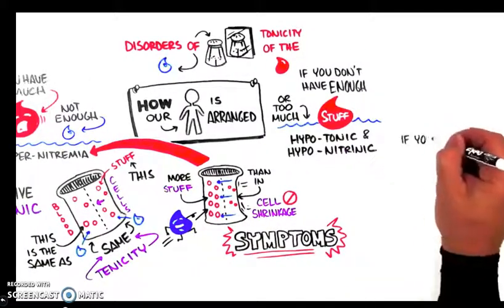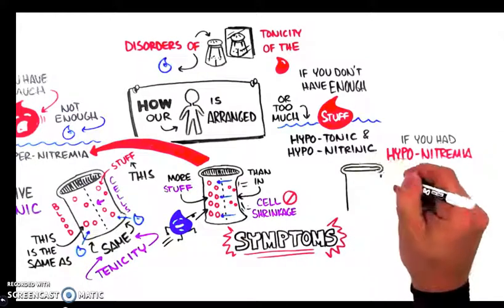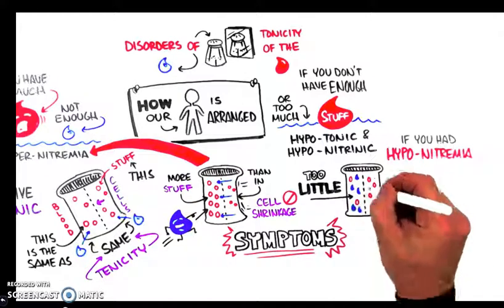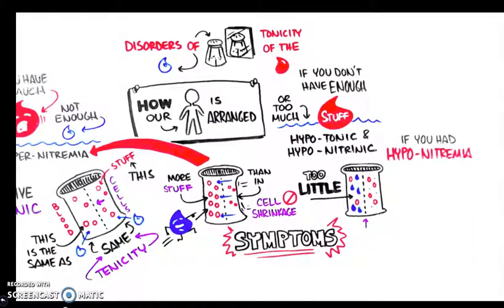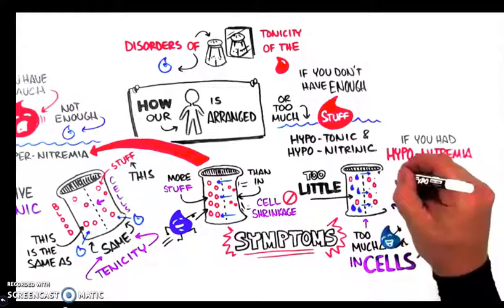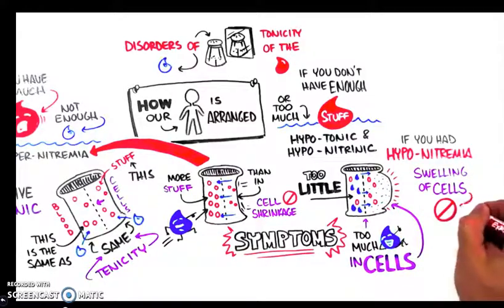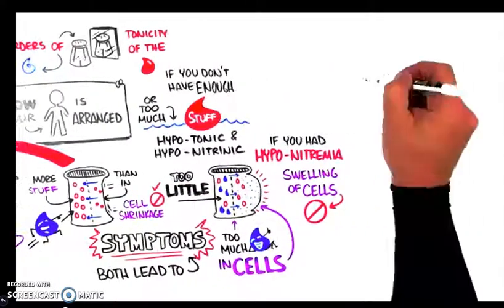Conversely, on the other hand, if you had hyponatremia, you had too little stuff in the blood. Now there's more water in the blood than in the cells, and because of the semi-permeable membrane, the water is going to go into the cells. Too much water in cells leads to swelling. Swelling of cells is bad, shrinkage of cells is bad. They both lead to symptoms.